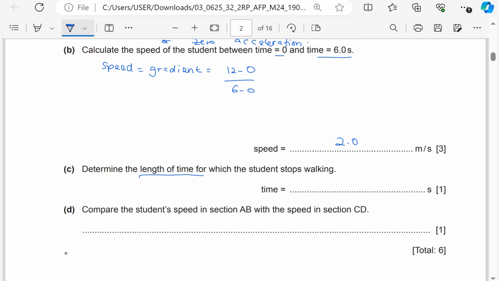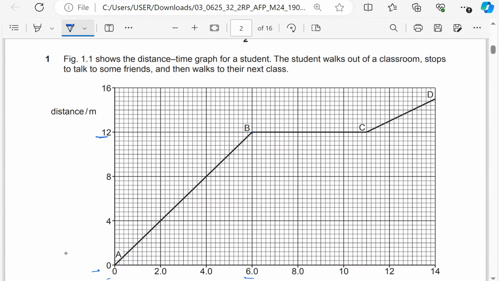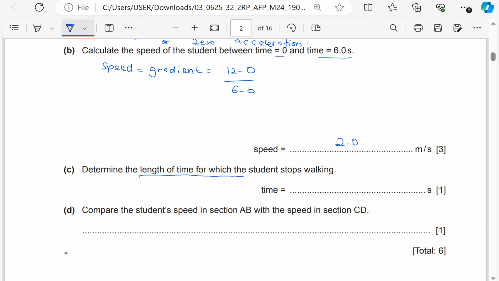Determine the length of time for which the student stops walking. The student stops walking at 6 seconds and again starts walking at C, which is, I think, 11. So between 6 and 11 seconds, the student has stopped walking. So the length is going to be 11 minus 6, which gives us 5. So the answer is 5.0 or simply 5 seconds.